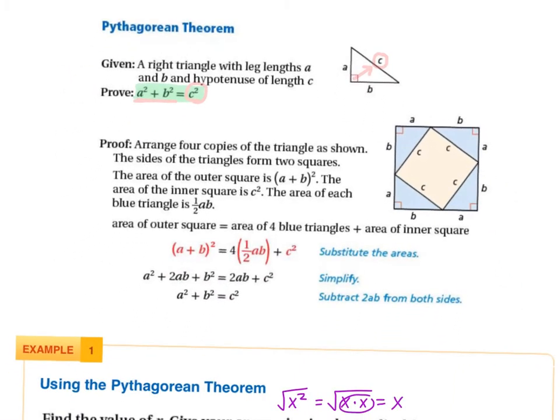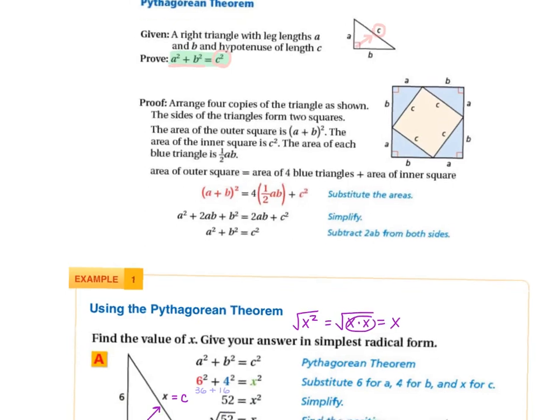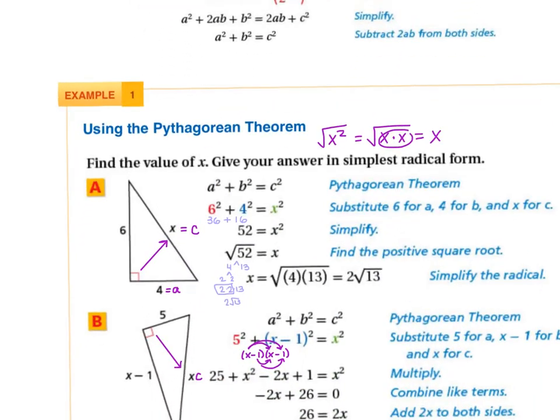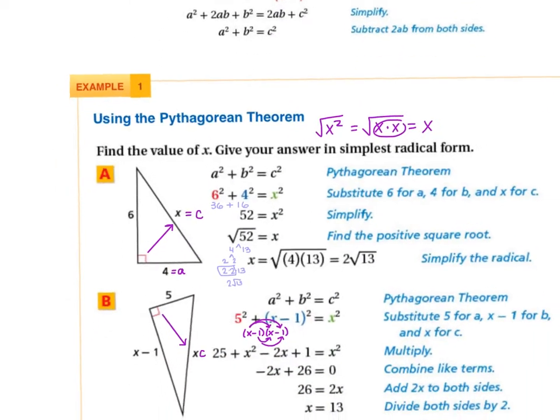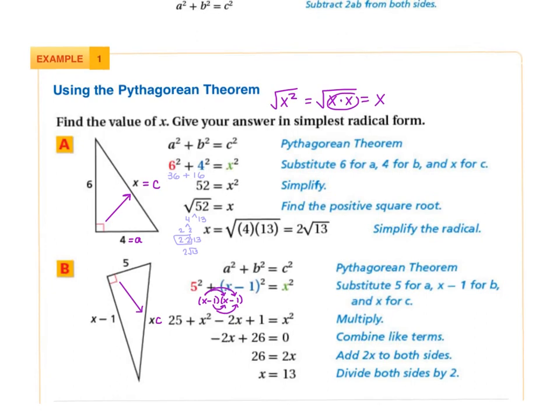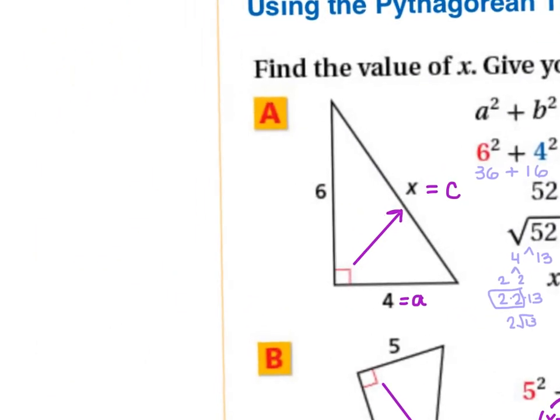So this works you through the proof of where that comes from. Don't worry about that as much as applying it to your actual triangles. So an example like this just says find the value of x and then give your answer in simplest radical form. So let's work through this example.